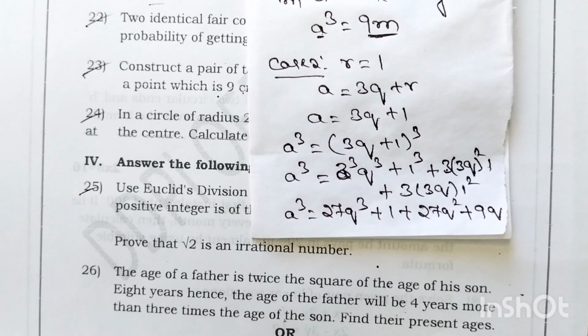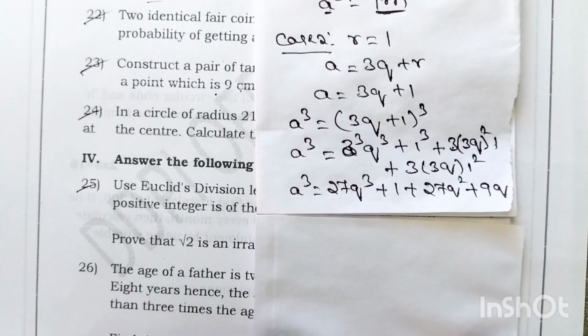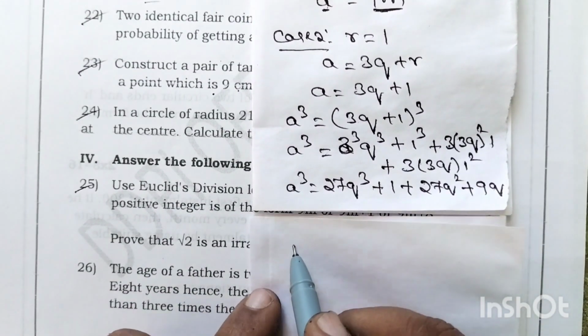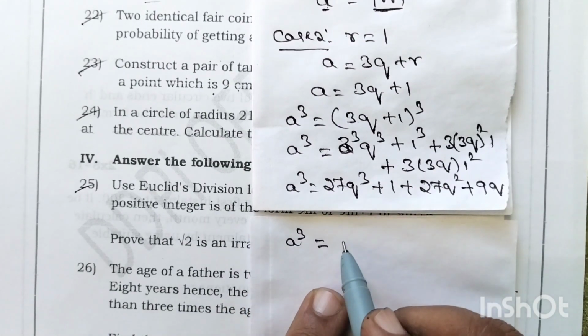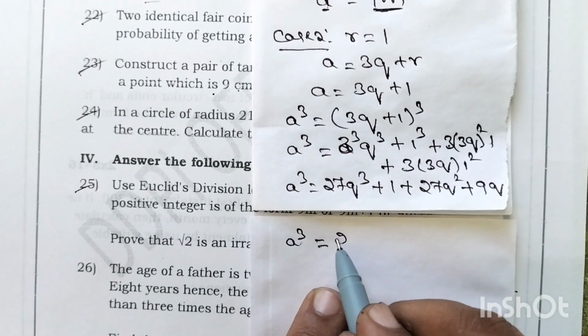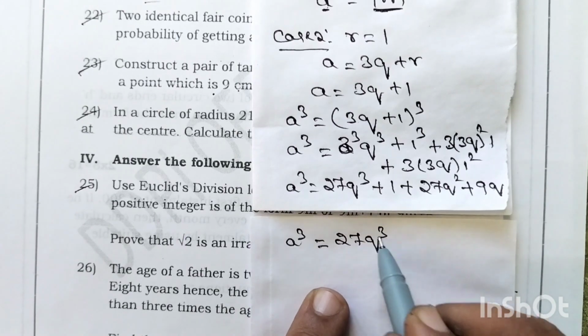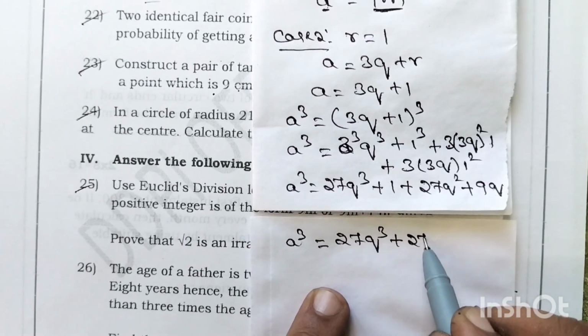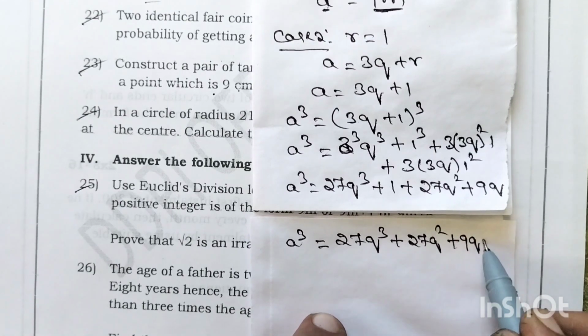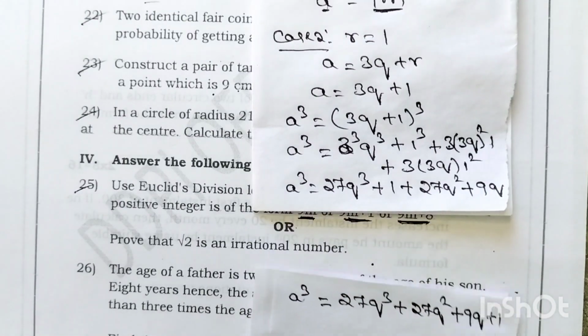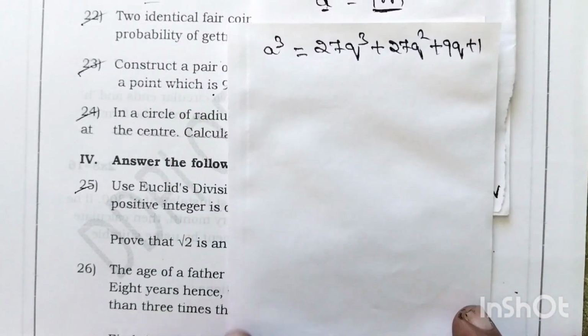So let us simplify it. If I simplify it, we will get a cube is equal to, let us write it in order, 27q cube plus 27q square plus 9q plus 1. I have written it in the order.